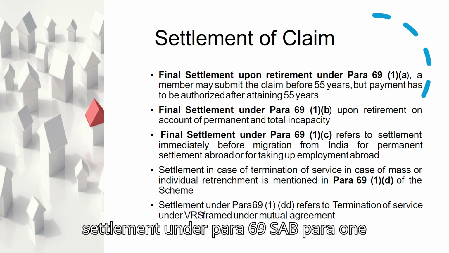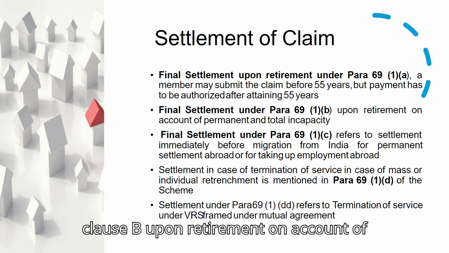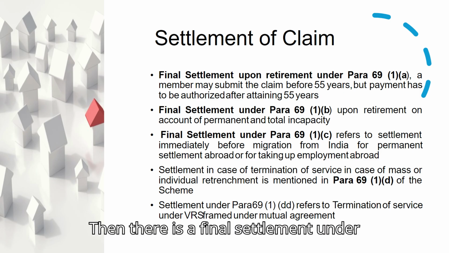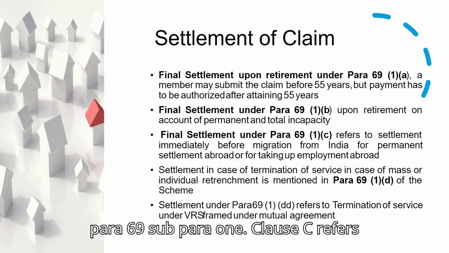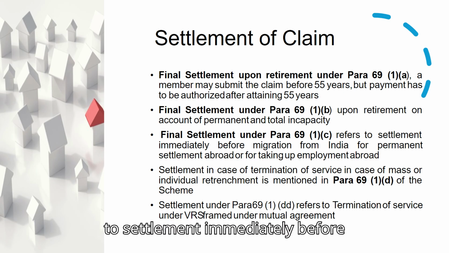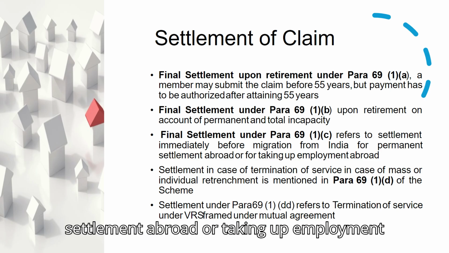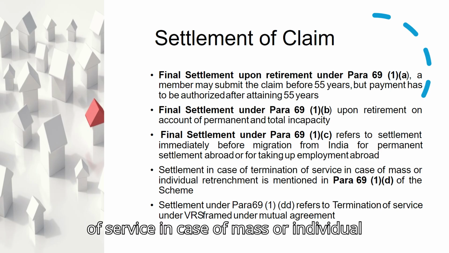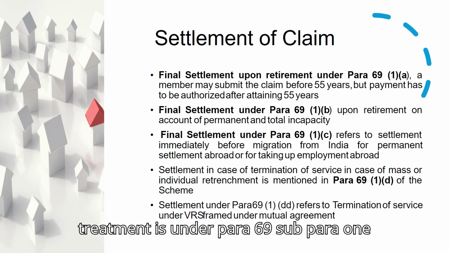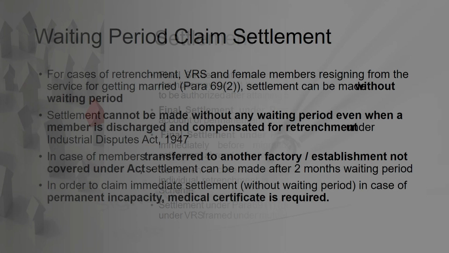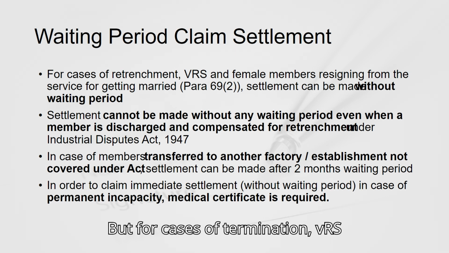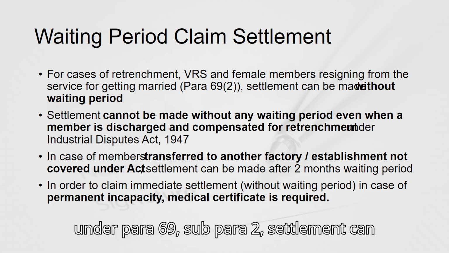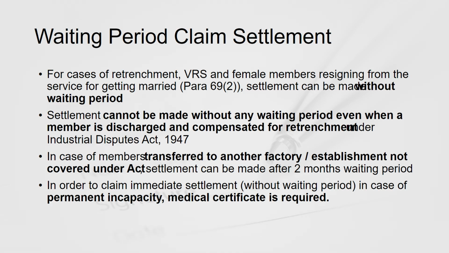Then there is final settlement under Para 69 Subpara 1 Clause B upon retirement on account of permanent and total disability. Then final settlement under Para 69 Subpara 1 Clause C refers to settlement immediately before migrating from India, or permanent settlement abroad, or taking up employment abroad. Settlement in case of termination of service, in case of mass or individual retrenchment, is under Para 69 Subpara 1 Clause D. But for cases of termination, VRS and female members resigning from service for getting married, that is under Para 69 Subpara 2, settlement can be made without a waiting period.